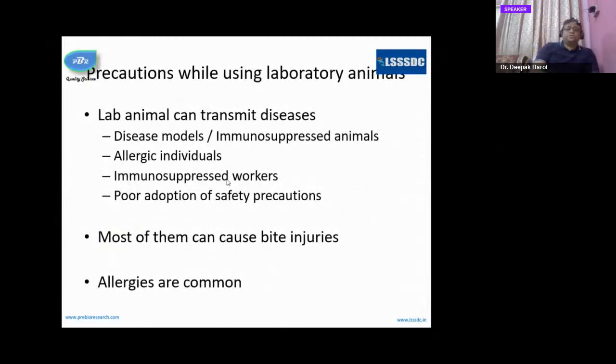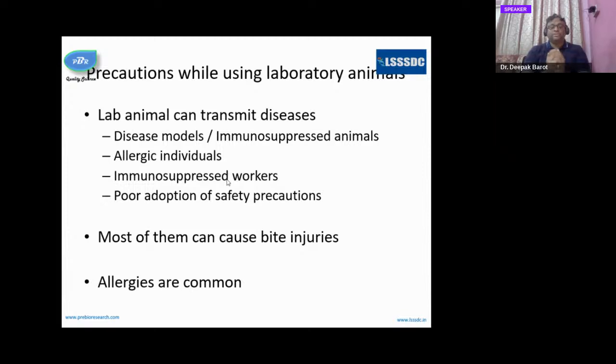What are the precautions you have to use while using the laboratory animals? So, lab animals, now I'm shifting gears, coming to humans, like we are, or you who are going to handle the animals. So what are the care you should take? Please remember, these animals can transmit disease to humans.